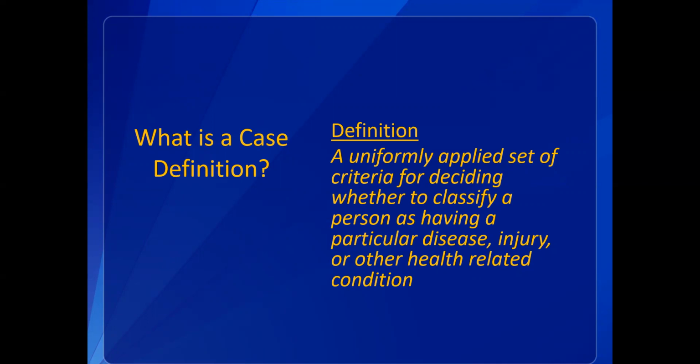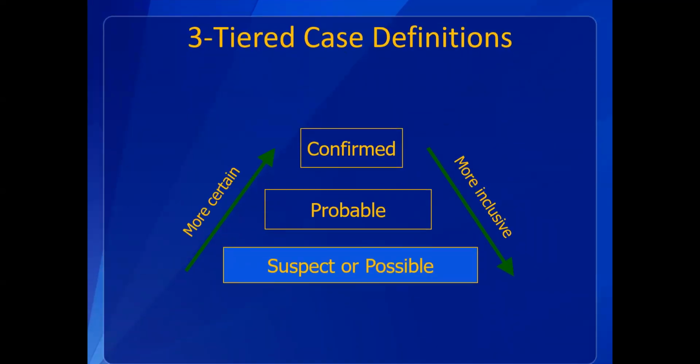So in terms of a case definition, what is the definition? A uniformly applied set of criteria for deciding whether to classify a person as having a particular disease, injury, or other health-related condition. So it is very clear. It is very important to make sure you have a uniform definition which you can actually apply, so that in terms of your classification of who has a disease, who has an injury, or other health-related condition, you get accurate data.